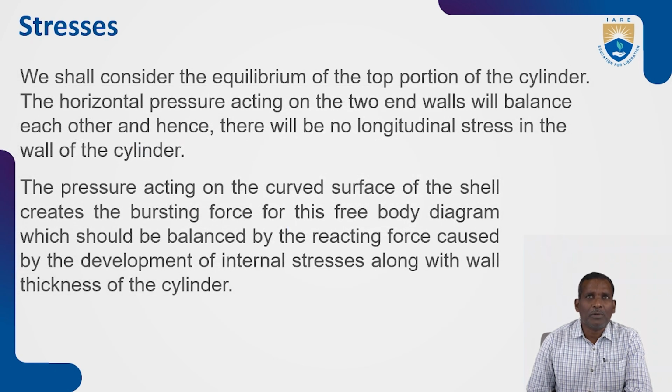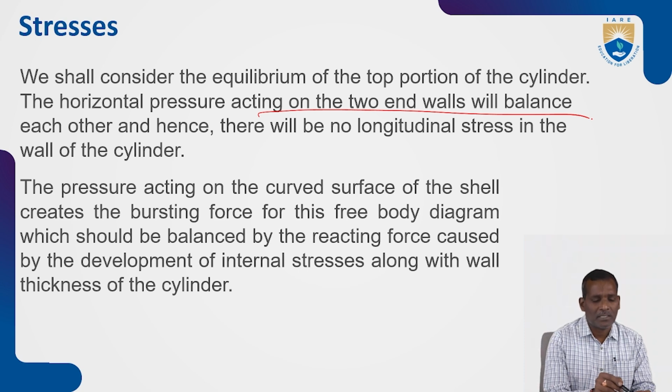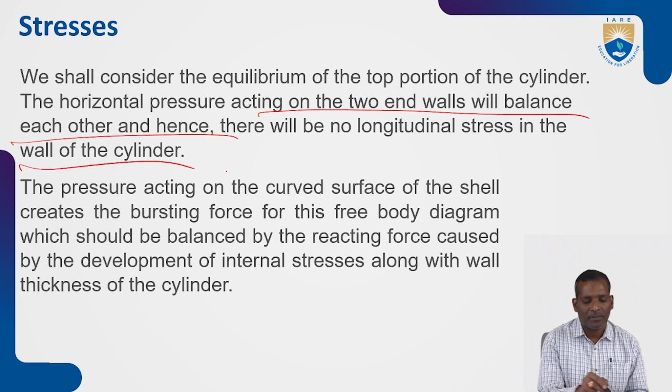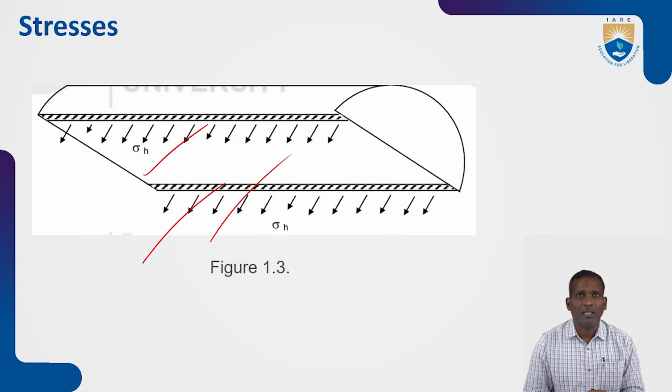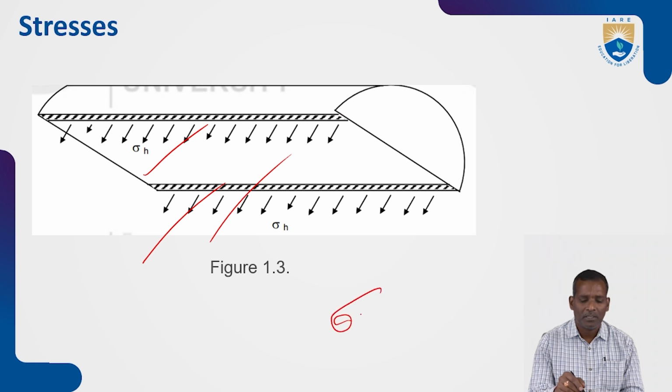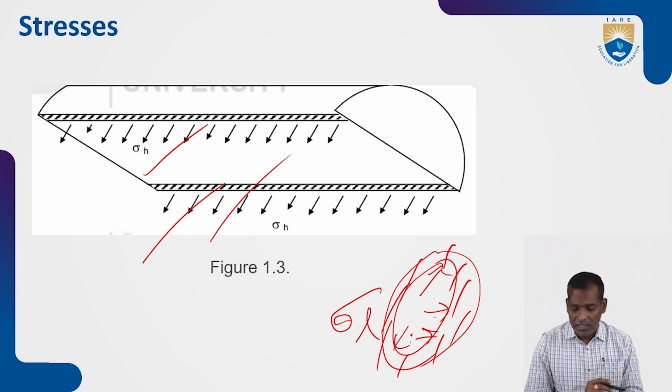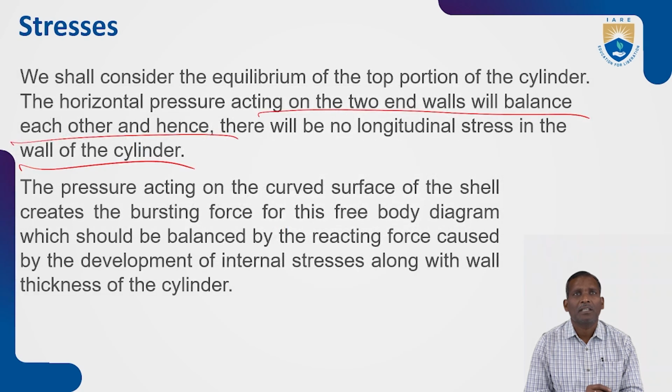We shall consider the equilibrium of the top portion of the cylinder. The horizontal pressures acting on the two end walls will balance each other, and hence there will be no longitudinal stress in the wall of the cylinder. In this case there is no longitudinal stress, sigma L, unlike the previous case.